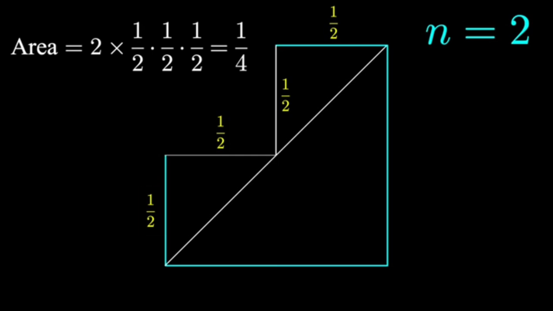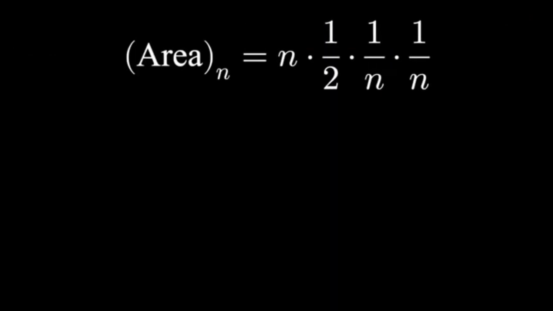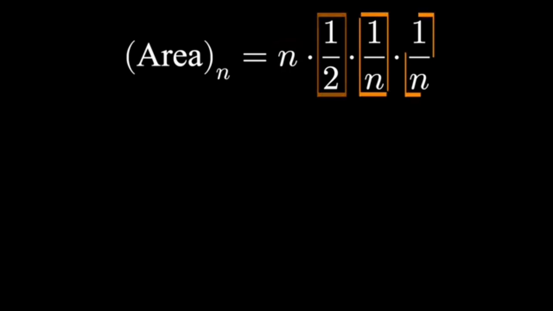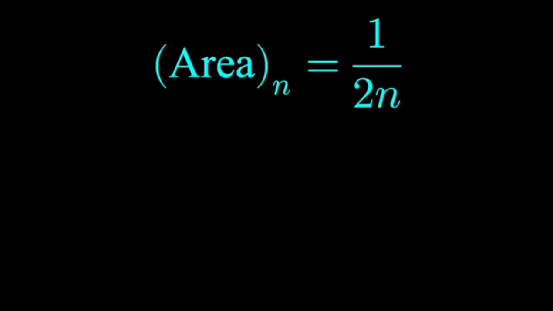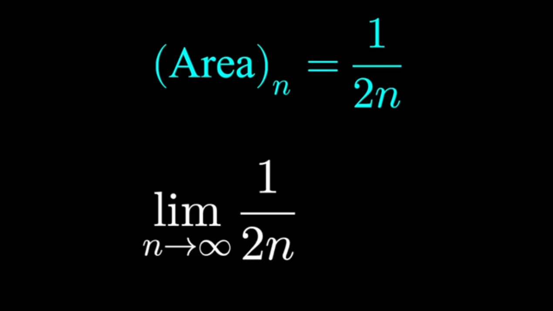So for a general n, we have n triangles, each with area 1/2 times base 1/n times height 1/n. In other words, the area of the nth iteration of our process is 1/(2n). And we can see this area shrink to 0 by taking the limit out to infinity. Thus, we conclude that the staircase path does indeed approach the diagonal path.